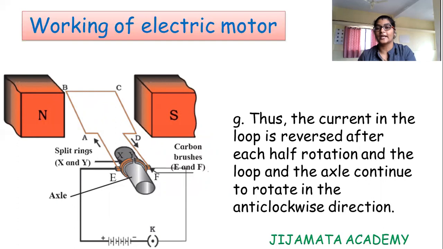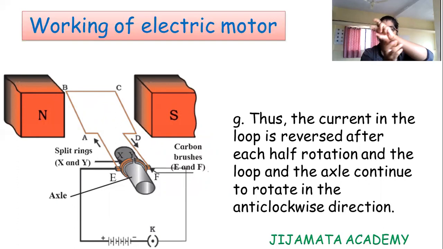And the split rings are actually moving. Split rings are actually rotating with the loop. And carbon brushes, these are stationary. If carbon brushes were also rotating along with the split ring, would the direction of electric current change? Yes? No. Because carbon brushes are stationary, these are not moving, these are not going anywhere.